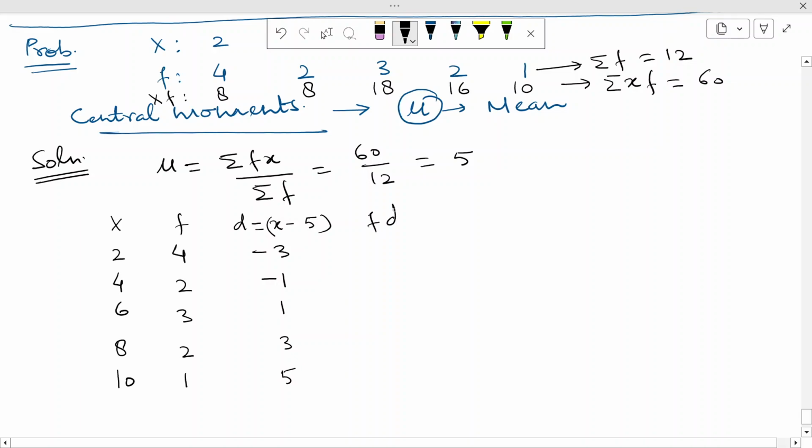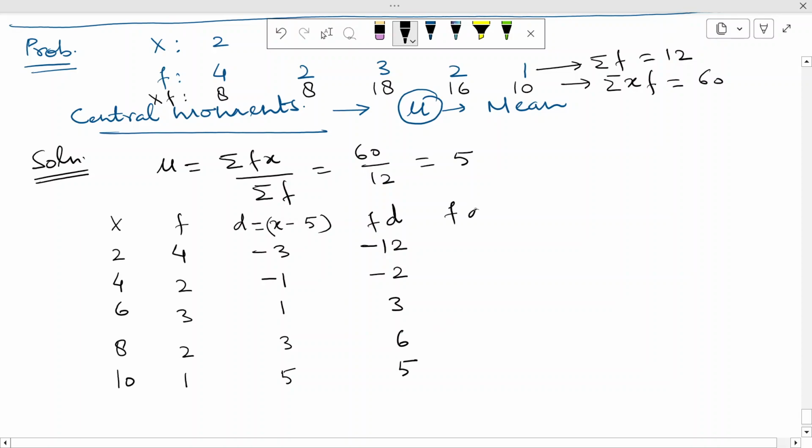Now we next multiply this frequency with the deviation. The first frequency is 4 and the corresponding deviation is minus 3. So this is minus 12. This is minus 2. This is 3, 6 and 5.